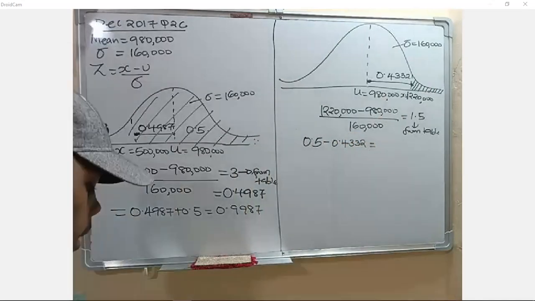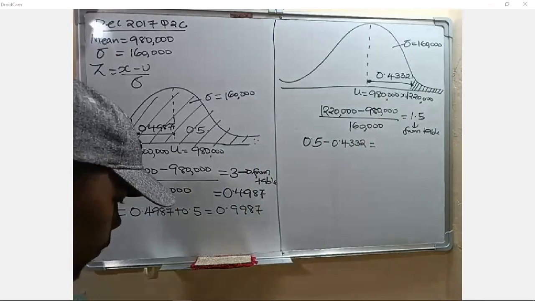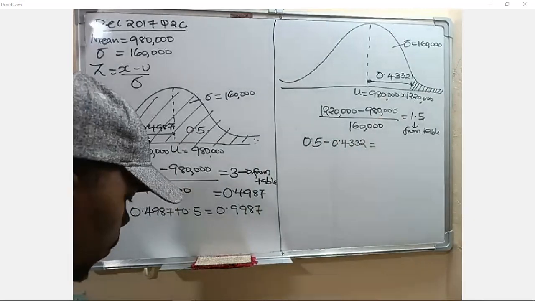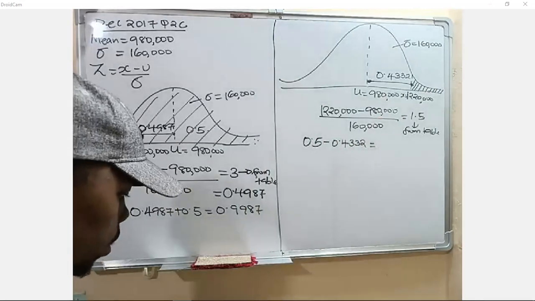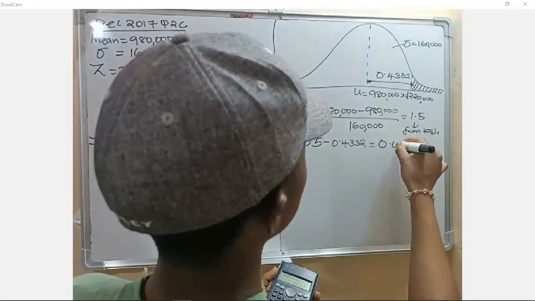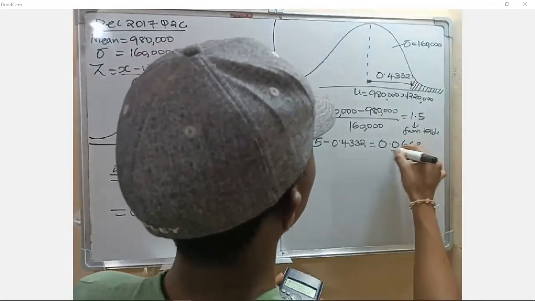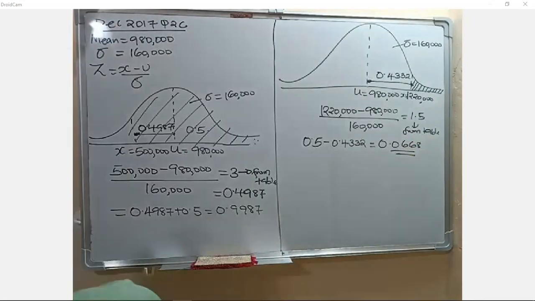So how much am I getting there? 0.5 minus 0.4332. We are getting 0.0668. Are we okay up to that point? Yes. Let us look at the last requirement.